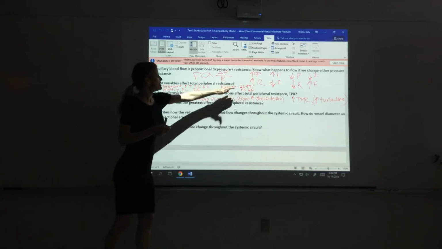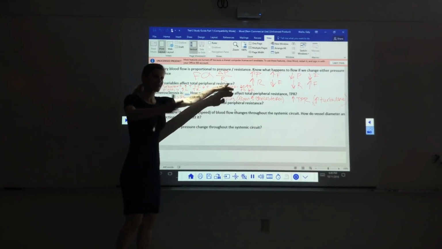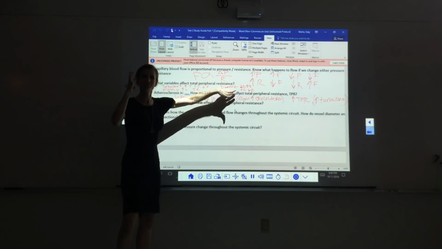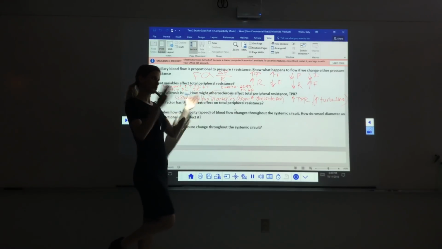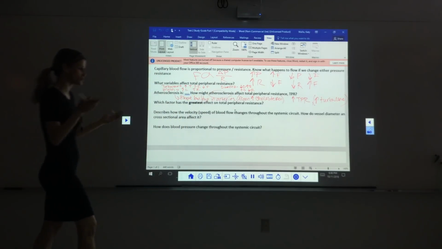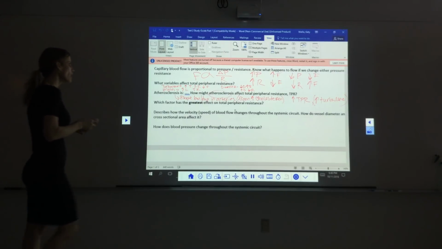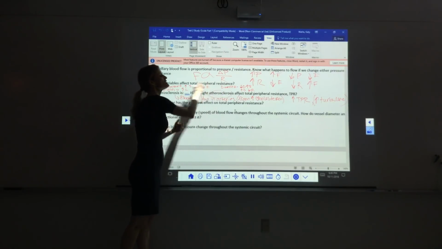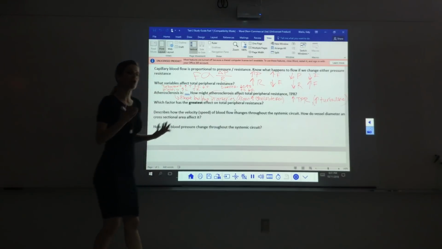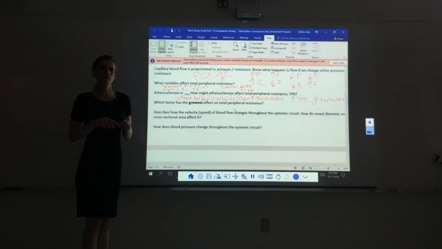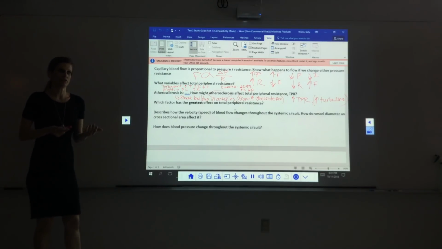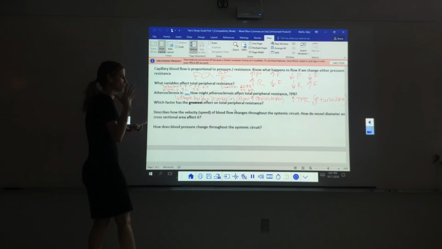Now, again, this is just straight talking about total peripheral resistance, okay, and how that would affect total peripheral resistance. We'll talk about how we alter blood flow and blood pressure and everything in a little bit. Which of these things do we actually purposely alter to change resistance? Diameter of blood vessels, right? That's what we actually have control over. We can constrict and relax our blood vessels.